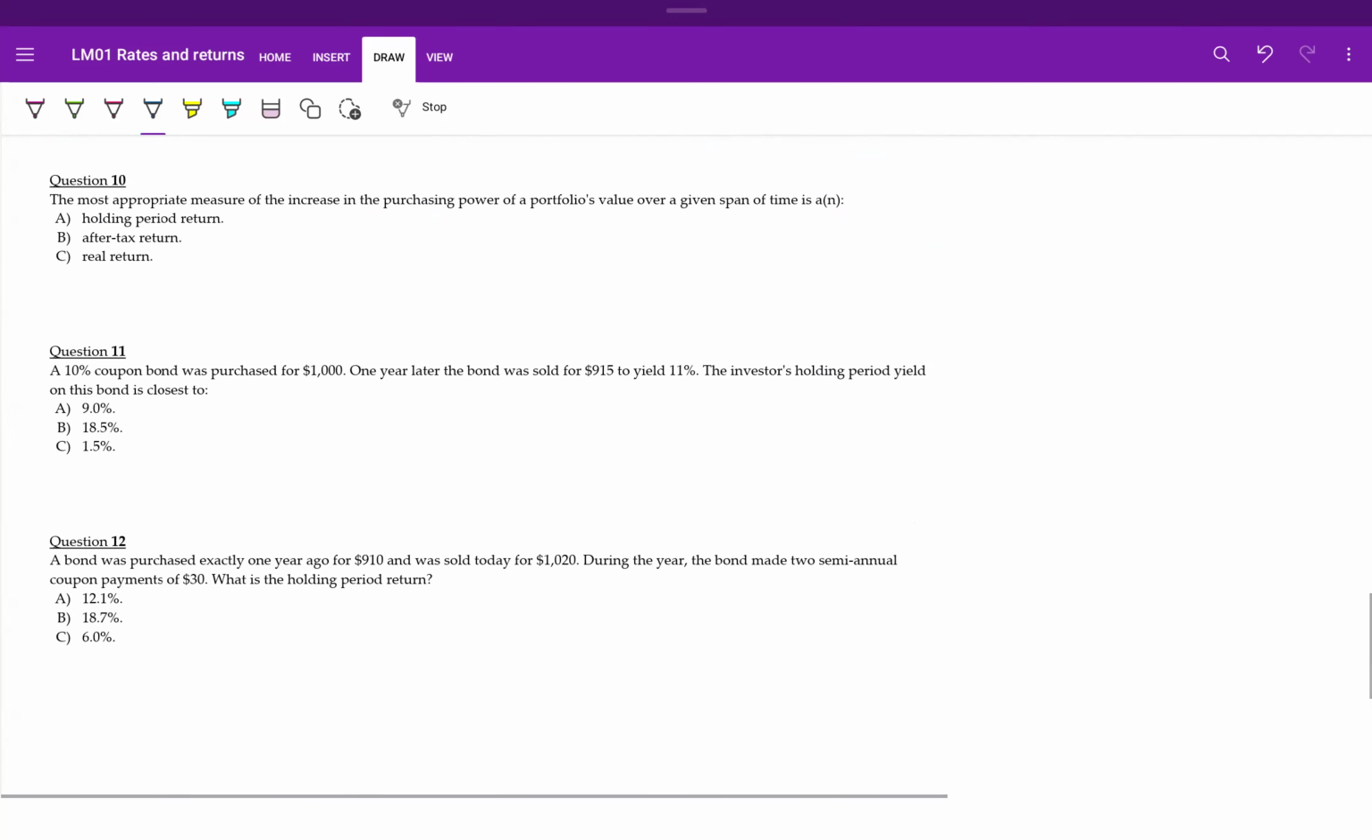So, okay, now let's talk about question number 10. The most appropriate measure of the increase in the purchasing power of the portfolio value over a given span of time is... So when we talk about purchasing power, it's related to the real return. Holding period return doesn't reflect the purchasing power, and after-tax return is where we have accounted for taxation and other expenses related to the portfolio. So the most appropriate answer for question number 10 is real return.